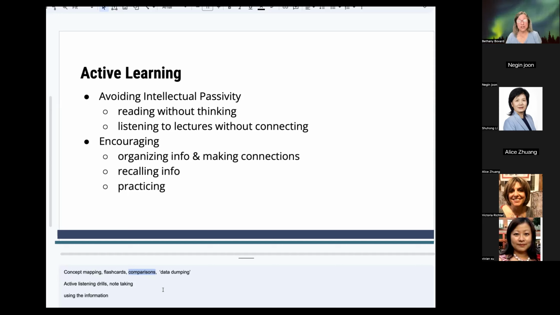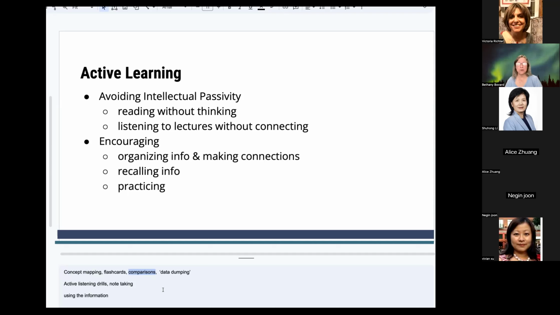That's not active learning. It's not cognitive engagement or cognitive presence. It's not social presence. It's not any of those things. So how are you going to flesh out those learning units, those lesson units that you're working on, so that they encourage active learning and so that they encourage cognitive presence and social presence?